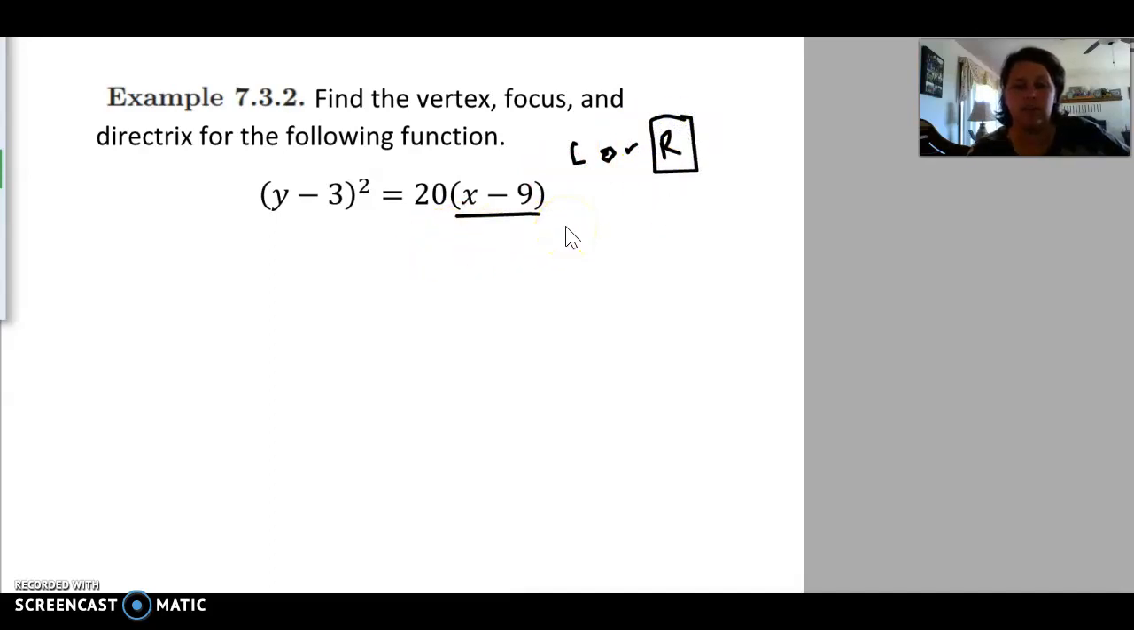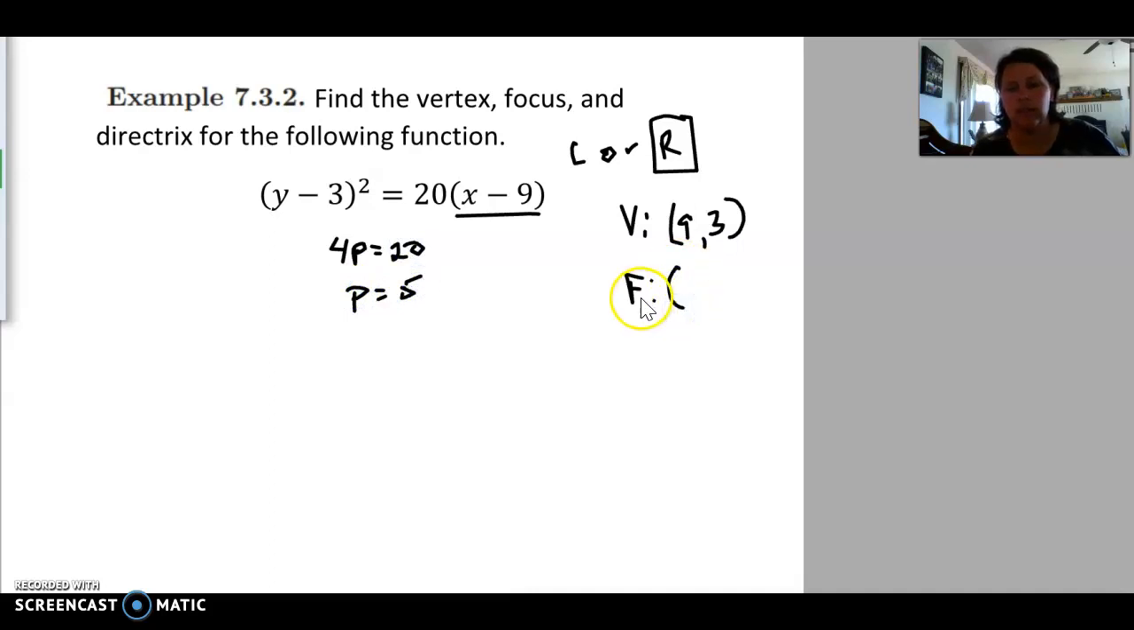The vertex for this is (9, 3). We also want to find our focus. So our focus point is going to be a distance of p away from the vertex. Now, since we are opening left to right, and this x term is on the right-hand side, it's going to be our x values that change when we are looking for our directrix and our focus. So let's find p. We know that 4p equals 20, therefore p must equal 5.